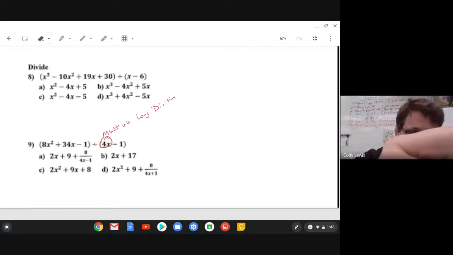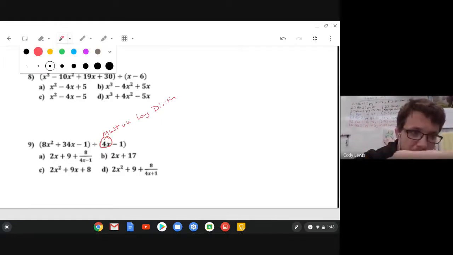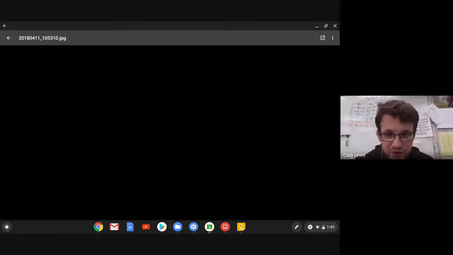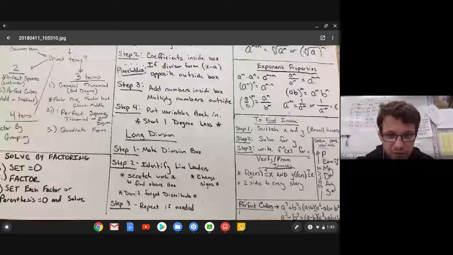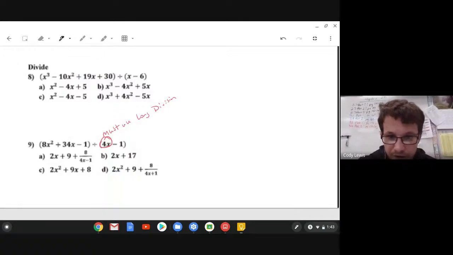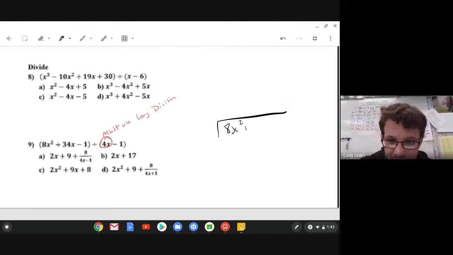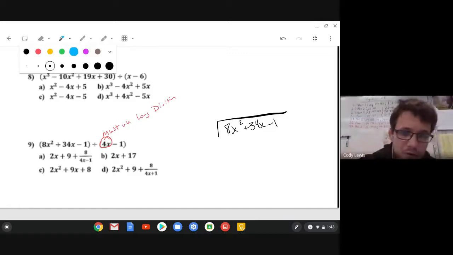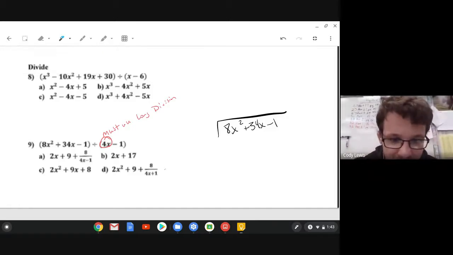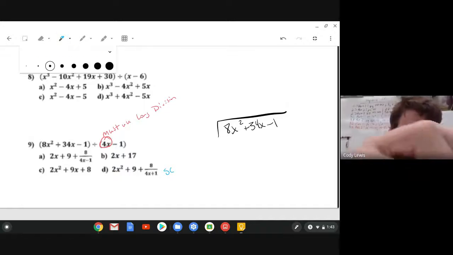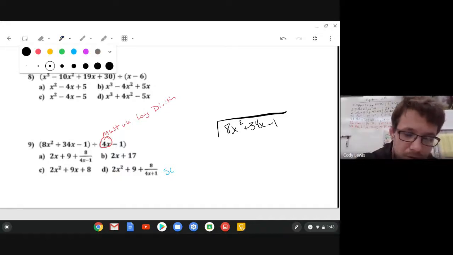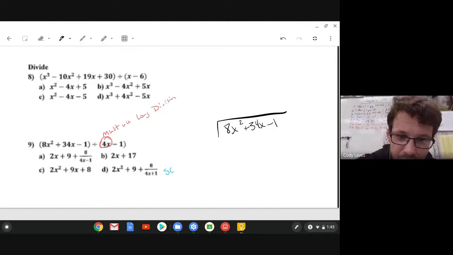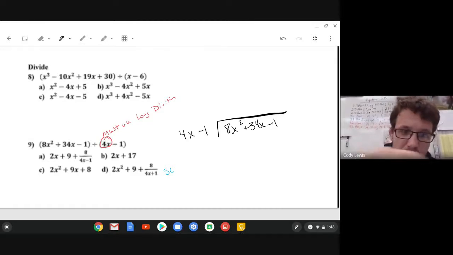So remember, with long division, you're going to make the box. If you're following along on your hint page, you're going to make your division box. Now this is like the division box from like 3rd grade. And inside the box, this one has letters. So I put 8x squared plus 34x minus 1. Now, remember, I always said this is like scratch work, right? Oh, I forgot to put this up. So outside the box, I'm going to put 4x minus 1.